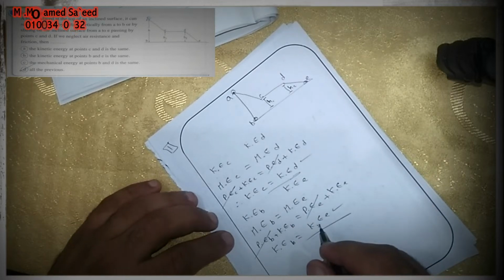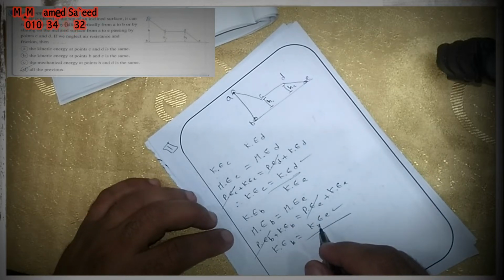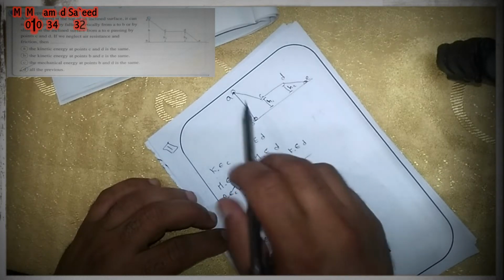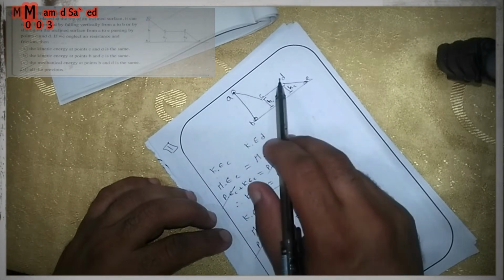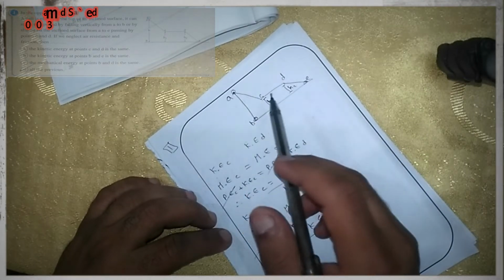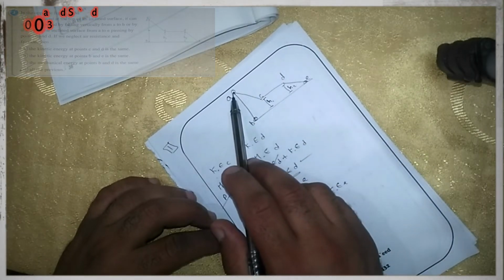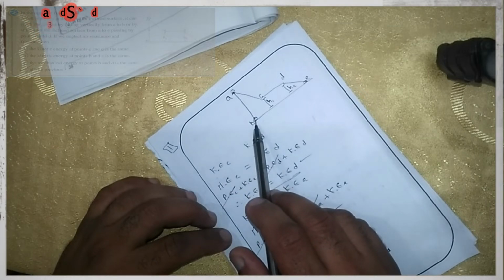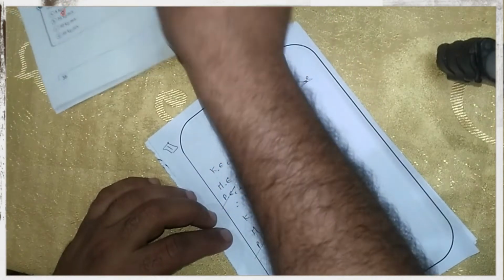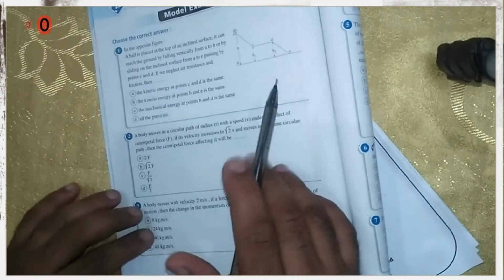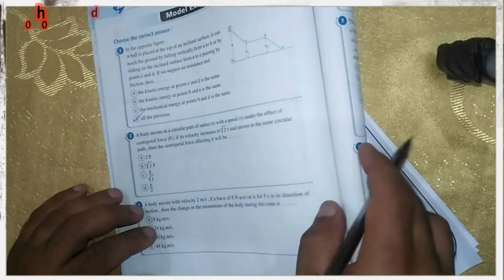The third choice, the mechanical energy at points B and D is the same. We have learned before that the mechanical energy of the object is constant. Mechanical energy at point A equals mechanical energy at point B equals mechanical energy at point C equals D equals E. So we will choose the last choice, all the previous.